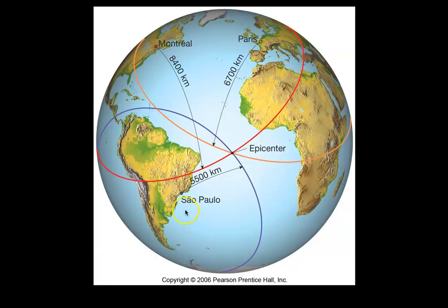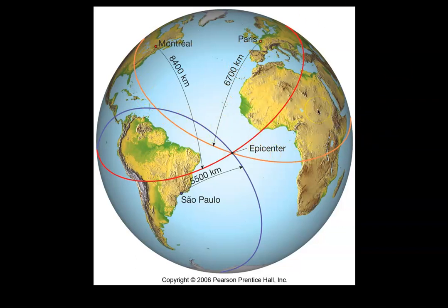For example, Sao Paulo, Brazil, Montreal, Canada, and Paris, France all measure an earthquake. Using the seismograph, they determine how far they were from it, and each draws a circle around their city, the radius of that circle being the distance they calculated. Now, someone in Paris doesn't know where on the orange circle the earthquake happened, they just know where the circle is.